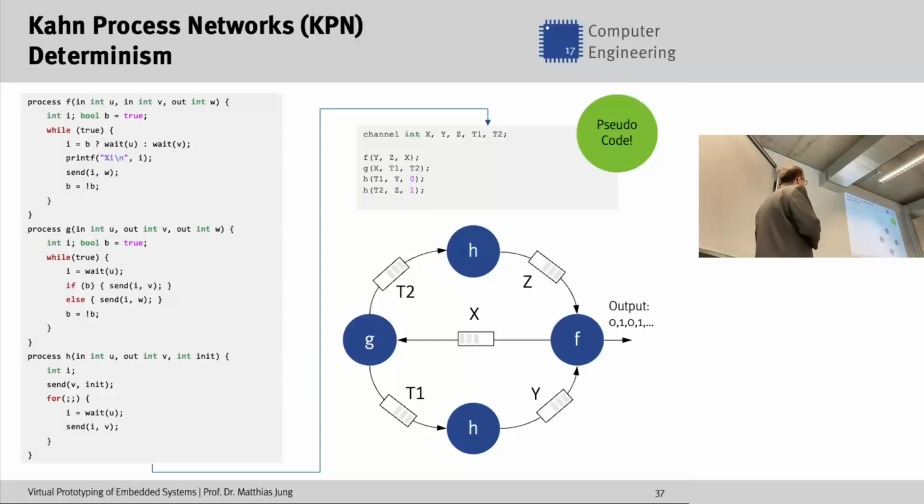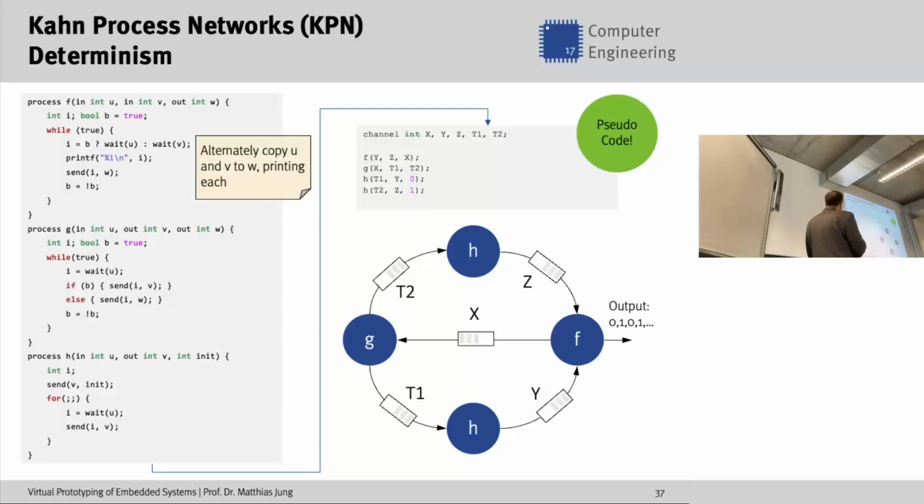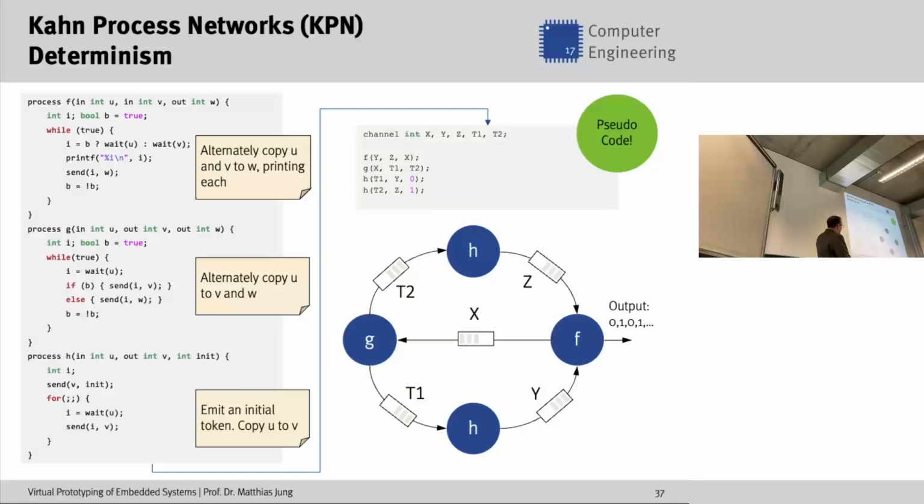Okay, so again, summary. F alternately copies U and V to W and prints each. This is doing basically the same but without any printing. And here we emit an initial token and we always copy the input to the output.